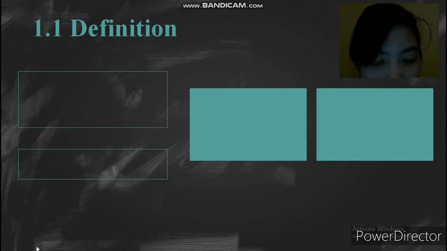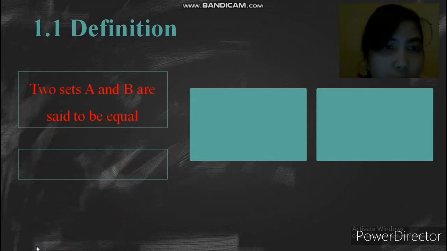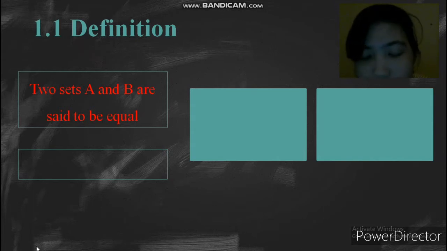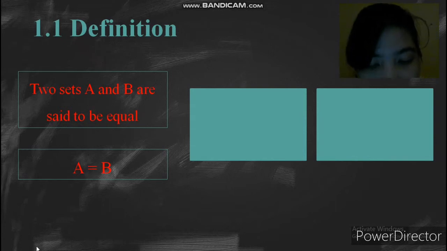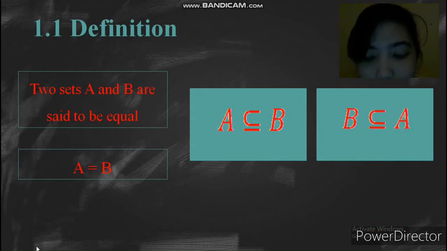1.1 Definition. Two sets A and B are said to be equal, and we write A = B, if they contain the same elements. Thus, to prove that the sets A and B are equal, we must show that A is a subset of B and B is a subset of A.